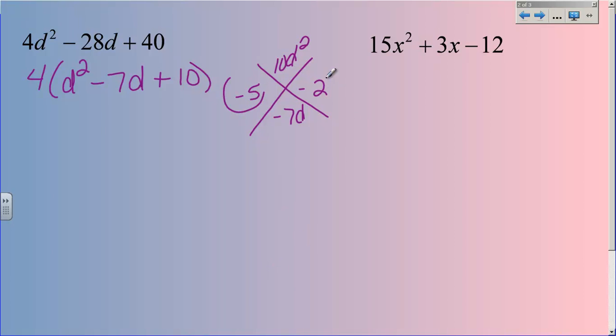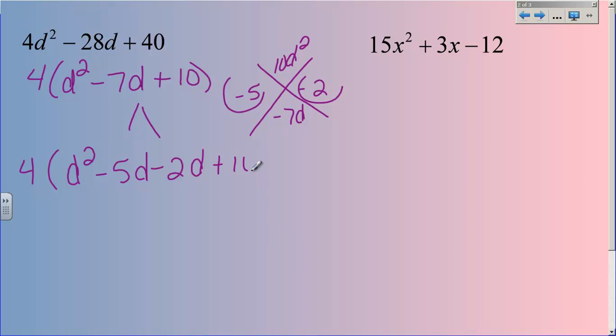So these are the 2 numbers I'm going to use to break this up to factor. The 4 remains because it is one of my factors. But now this d squared stays d squared. Instead of minus 7d, I'm going to put negative 5d minus 2d because this makes this. Then plus 10. Okay.